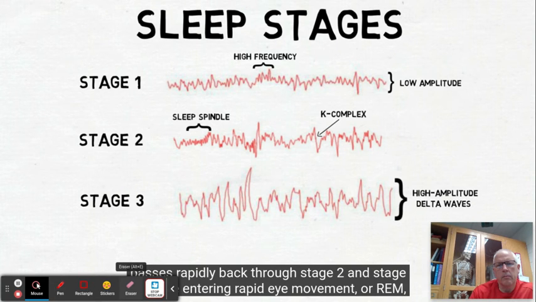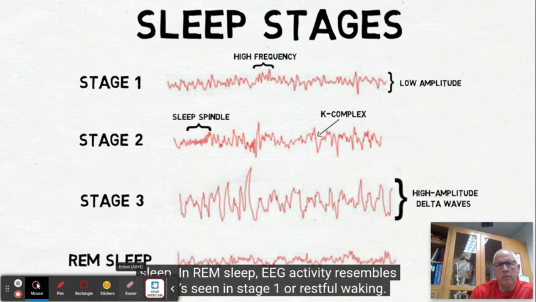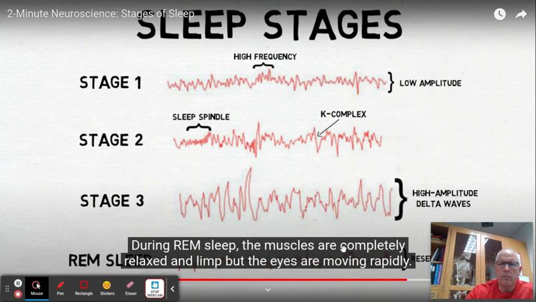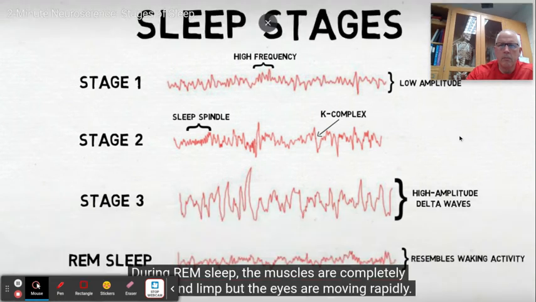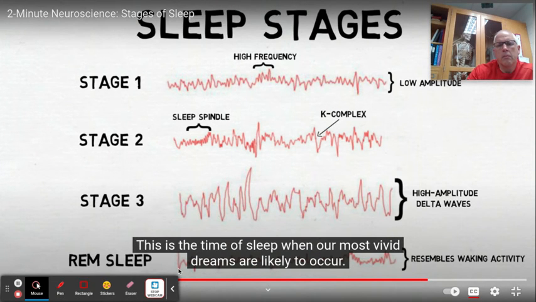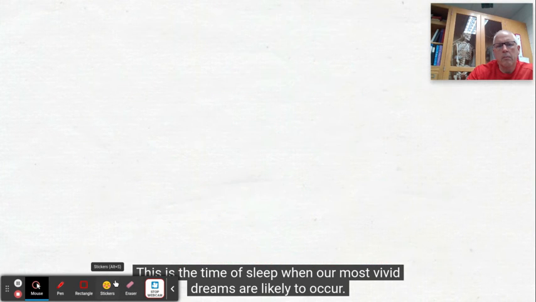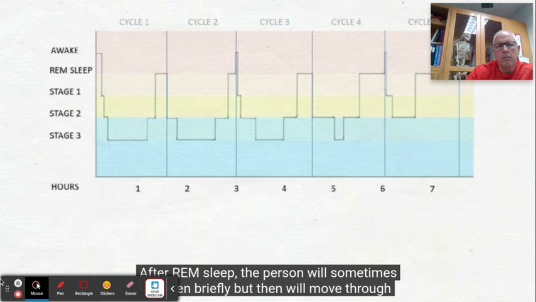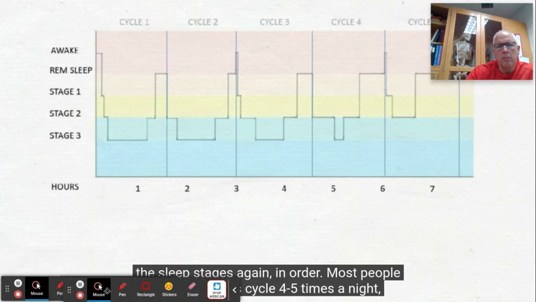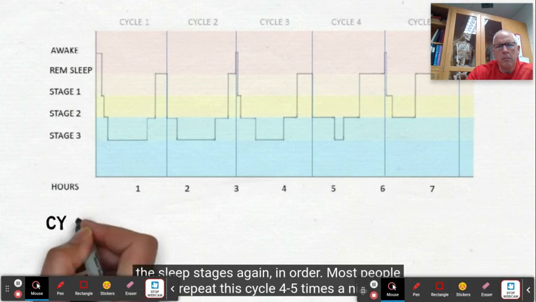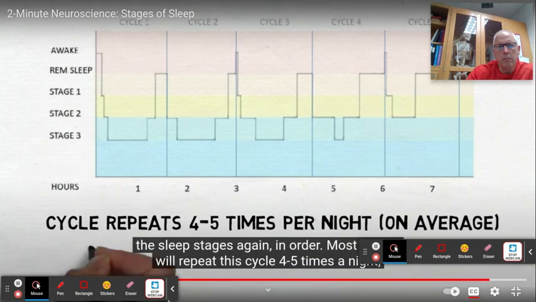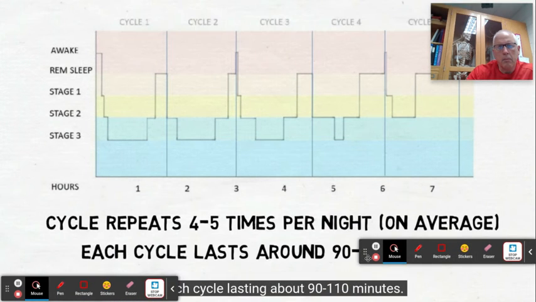Next, the sleeper passes rapidly back through stage 2 and stage 1 before entering rapid eye movement, or REM sleep. In REM sleep, EEG activity resembles what's seen in stage 1, or restful waking. During REM sleep, the muscles are completely relaxed and limp, but the eyes are moving rapidly. This is the time of sleep when our most vivid dreams are likely to occur. After REM sleep, the person will sometimes awaken briefly, but then will move through the sleep stages again in order. Most people will repeat this cycle 4 to 5 times a night, with each cycle lasting about 90 to 110 minutes.